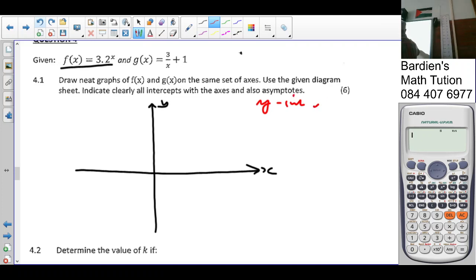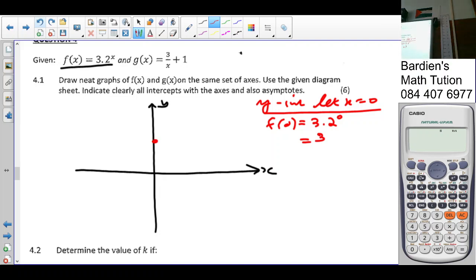Now the y-intercept. What do you do for y-intercept? x equal to 0. So f of 0 equals 3 times 2 to the 0. Anything to the power 0 is 1. 1 times 3 is 3. So you're going to cut your y-intercept at 3. Now what? This exponential graph could do that, or it could do this here. We know that the base is greater than 1, so it's going to be this one here.